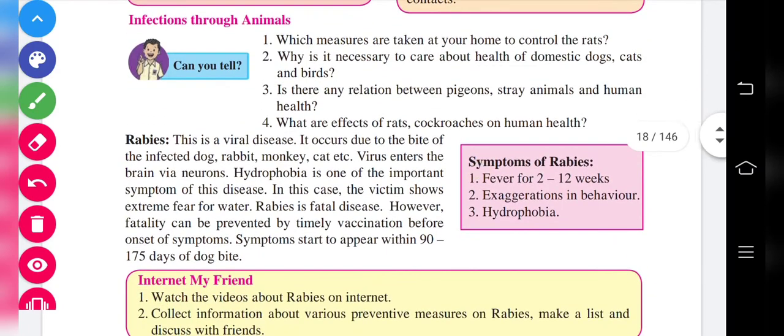Next one is, what are the effects of rats and cockroaches on human health? There is a very bad effect.